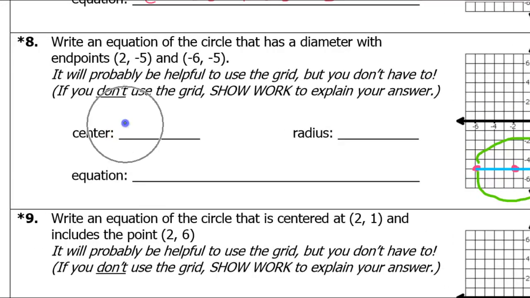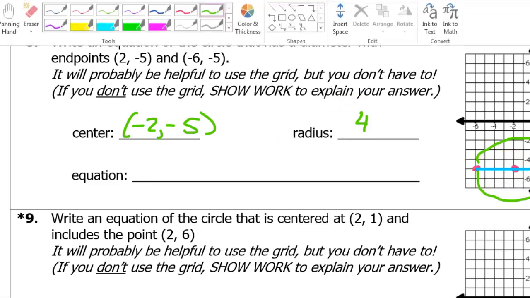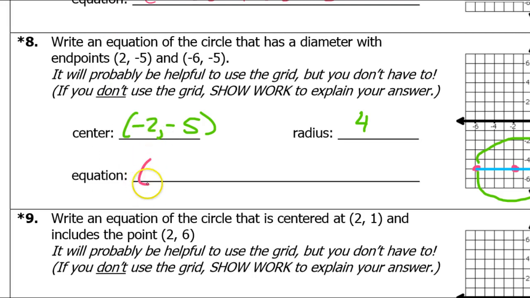Okay, so the center is negative 2 comma negative 5. What's the radius? Well, the radius is this distance from the center out to one of the endpoints. That's 4. So the radius is 4. So looking at this, let me switch colors back.